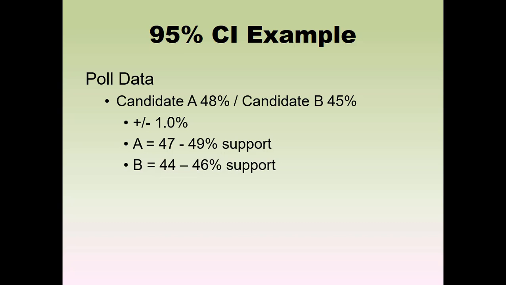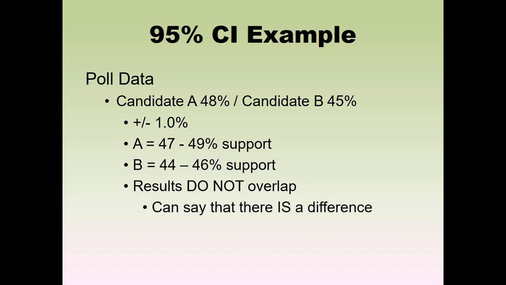Now we'll notice that these data ranges do not overlap. So there is no overlap between those, and thus we could conclude that there was a significant difference in the support of one candidate versus the other. And that difference is primarily due to sample size. So that is how we make use of 95% confidence intervals.